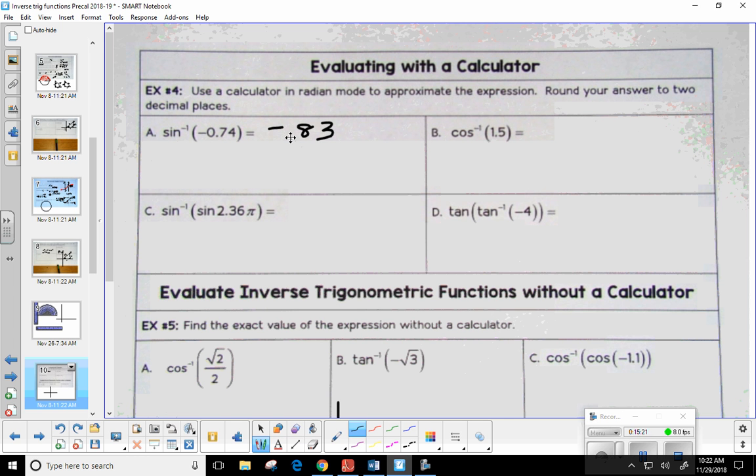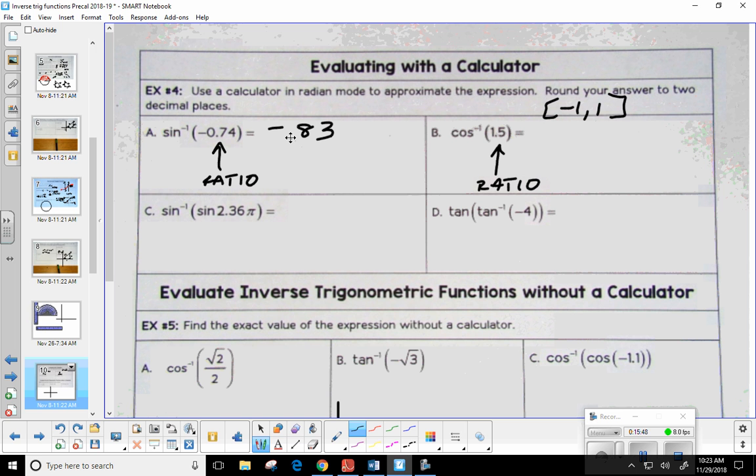It's what? Undefined. How do we know that? There you go. Remember, whatever you plug in to an inverse trig function, that's a ratio. So this 1.5, it's a ratio of sides as well. But for cosine inverse and sine inverse, that ratio has to exist on a certain interval. It has to be between -1 and 1.